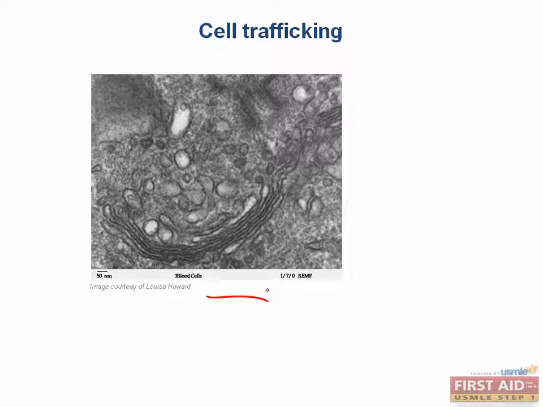This is a scanning electron micrograph of a Golgi apparatus. Honestly, you'll probably never need to be able to recognize this on your exam, but just in case, you can see here that the Golgi is pretty easy to recognize. It basically looks like a cross-section through a stack of pancakes, and sometimes you can see these vesicles coming off of it.